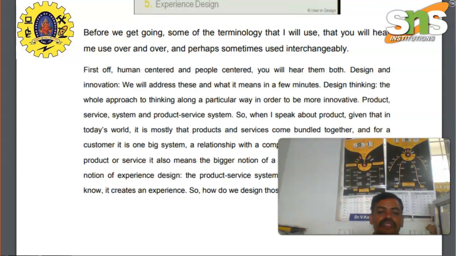Given that in today's world it is mostly the case that a product and service come bundled together, and for a customer it is one big system, a relationship with the company. So often, when I say product or service, it also means the bigger notion of your product service systems and the notion of experience design. When the product service systems interact with the user, it creates an experience. So how do we design those experiences?